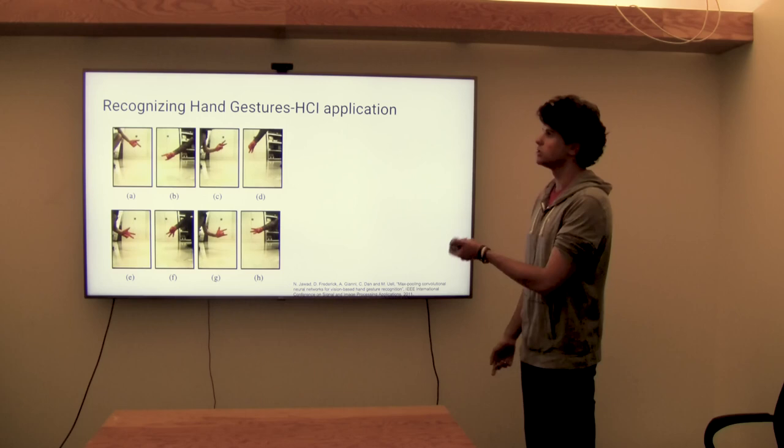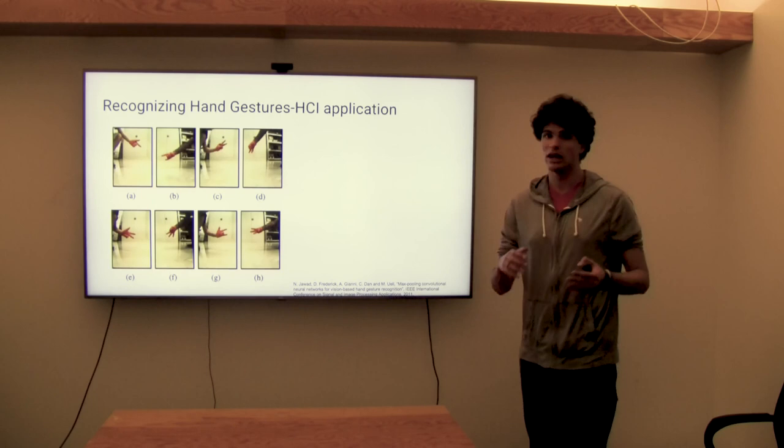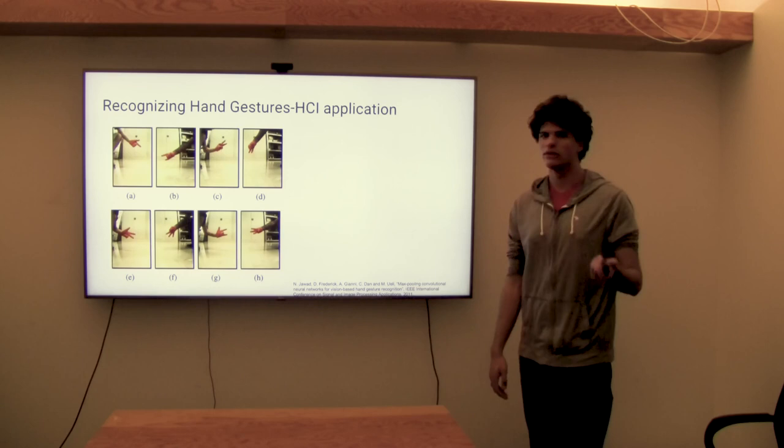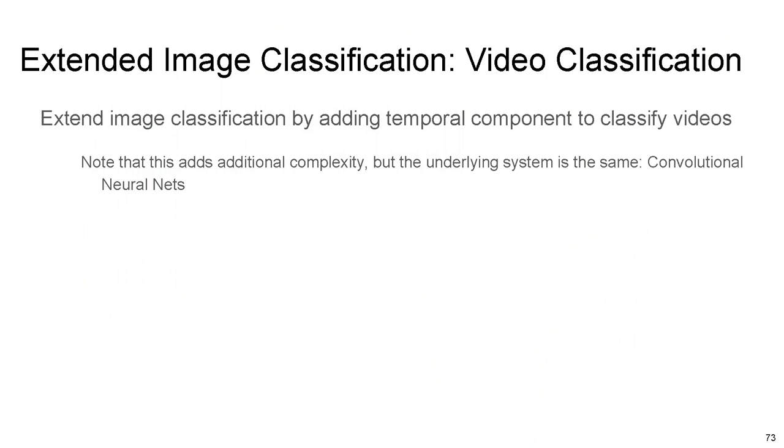Now, obviously, gestures are not necessarily static. You could be waving your hand, and that would require a temporal component. So it's not just an image you're looking at, but a video. It follows that we can probably extend image classification into video classification. After all, videos are just images with an added component, specifically time. The added temporal component comes with a lot of additional complexity, so we're not going to dive into any of that. But in the end, it comes down to the same thing: you extract features from the videos, and you attempt to classify them using convolutional neural nets.